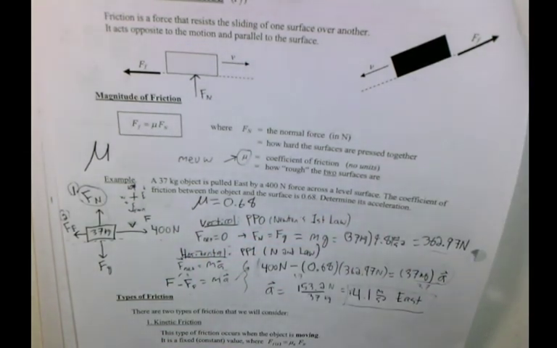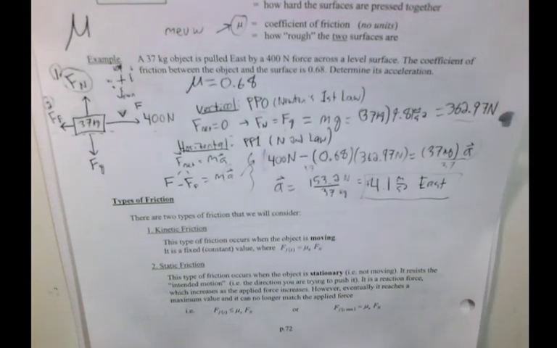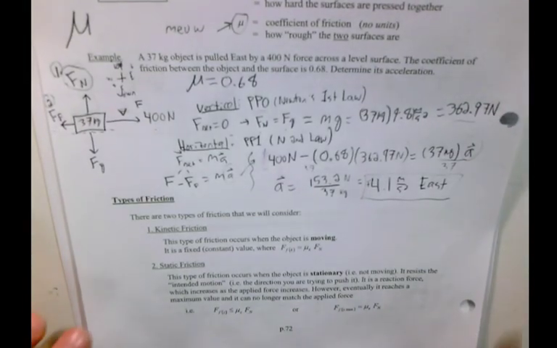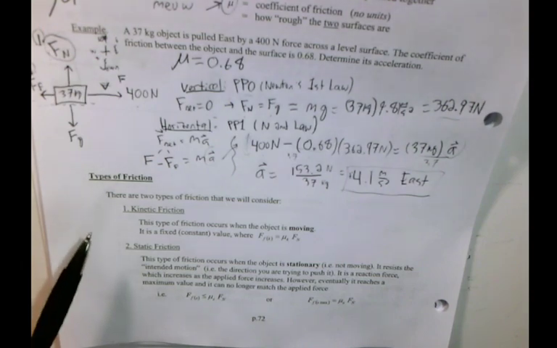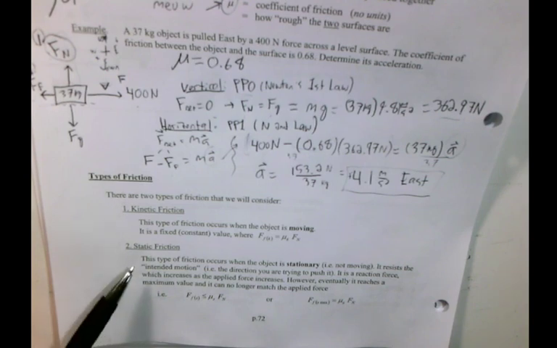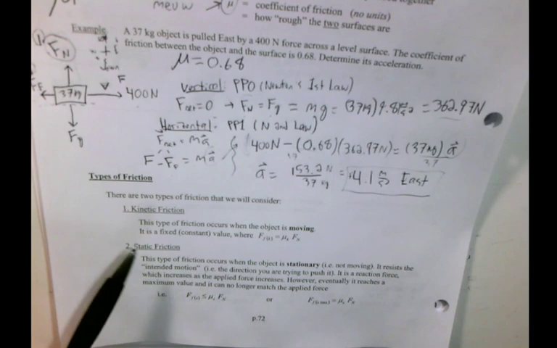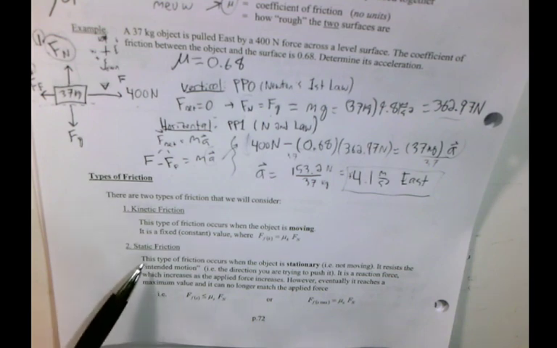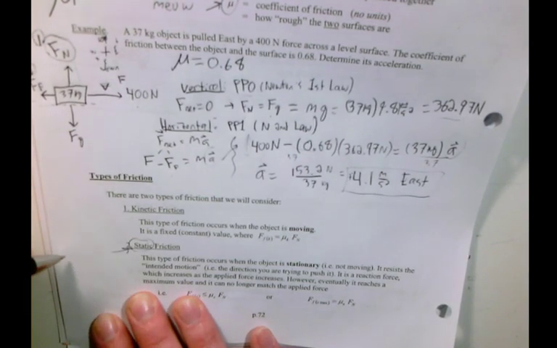All right, next little section of the notes, we're talking about different types of friction, and this can be a little confusing, but it is important. So let's get through this. We have two types of friction. One is kinetic and one is static. So kinetic, just like kinematics, is all about things moving, whereas static, which might be a new force for us, is things that are not moving.